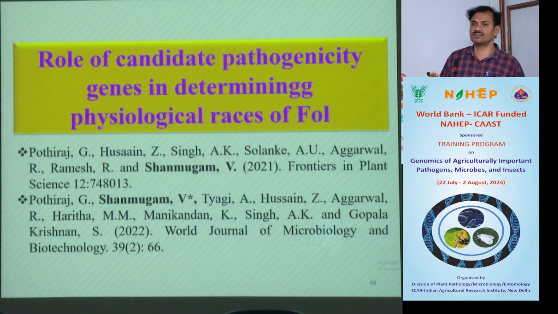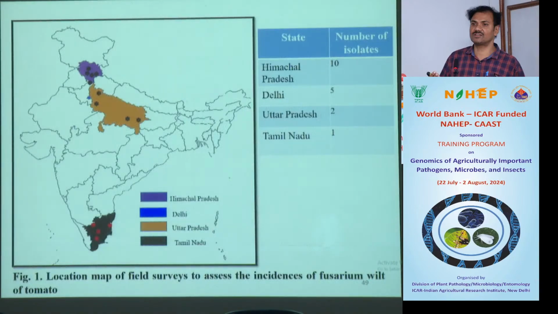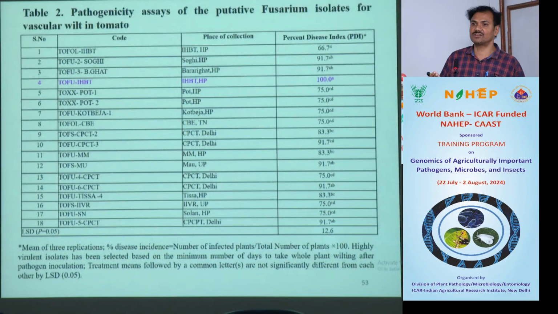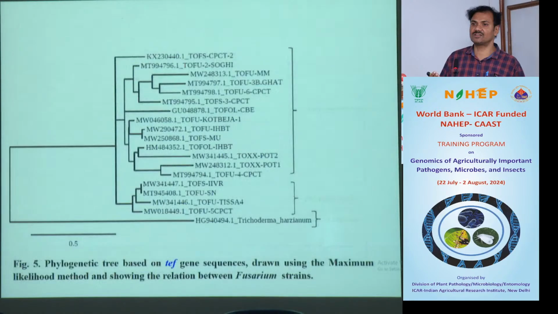The main point is, we try to find the role of these pathogenicity genes in physiological races. You know what a physiological race is? Physiological race means they are cultivar specific, variety specific. So do the pathogenicity genes have a role in physiological races of Fusarium species infecting tomato? That we established by routine studies.